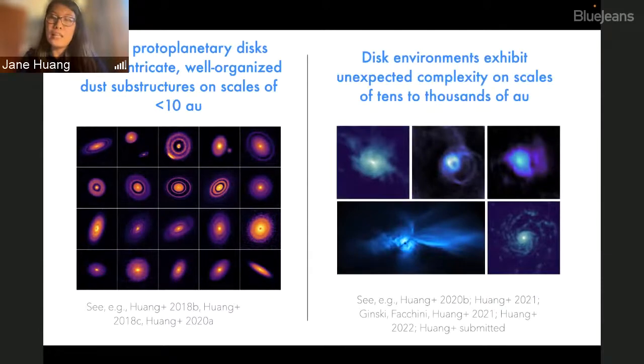Meanwhile, scattered light imaging and molecular imaging of disks have revealed unexpected complexity in their environments on scales of tens to thousands of AU. And these observations suggest that planet formation can be rather more chaotic than typically assumed. This talk will focus on one such system, DR Tau.